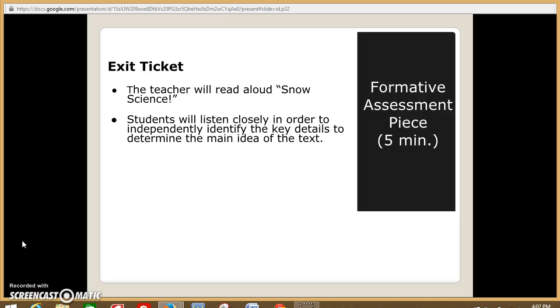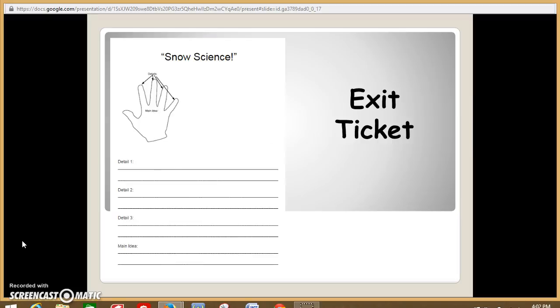The final part of the lesson is a formative assessment in the form of an exit ticket. During this assessment, the teacher will read aloud Snow Science to the student or small group of students, and students will then independently identify the key details to determine the main idea of the text. Here is an example of the exit ticket.